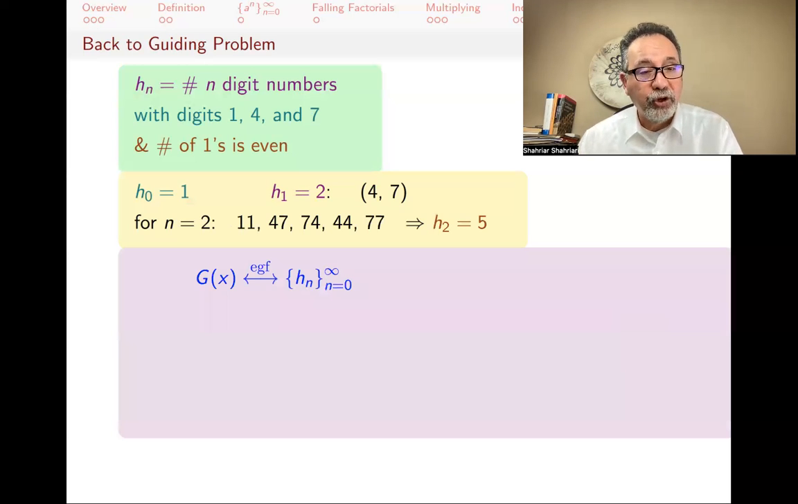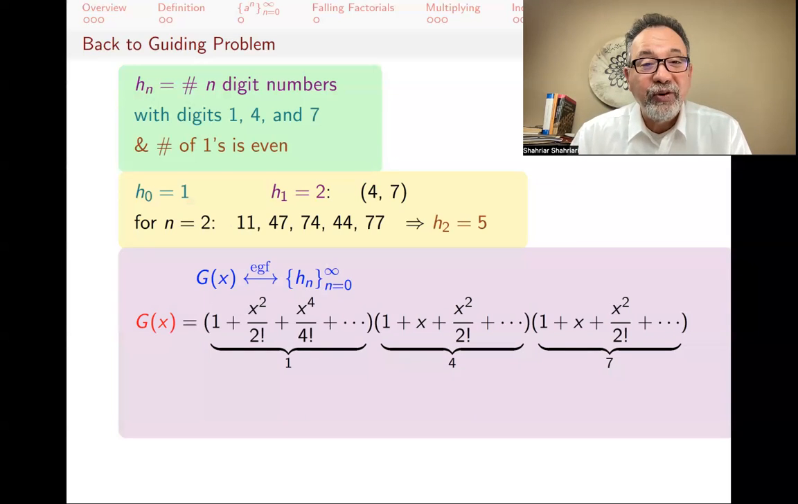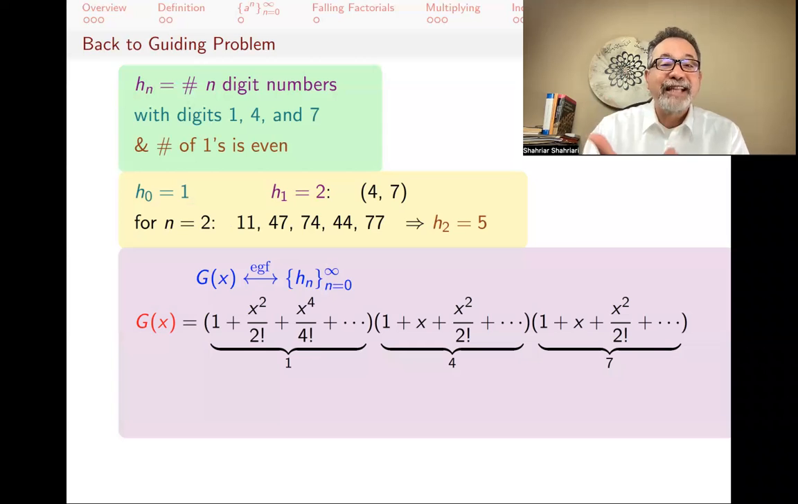But the way we are going to do it, we're going to find the exponential generating function for this sequence, as opposed to finding it directly. So what is that? That's going to be a product of exponential indicator generating functions for the sets that give us the restrictions. For 4 and 7, I don't have any restrictions, so I can have 1 plus x plus x squared over 2 factorial and so on. For 7, the same thing. For 1, though, for the ones, I only have the even terms. So that's the exponential indicator generating function.